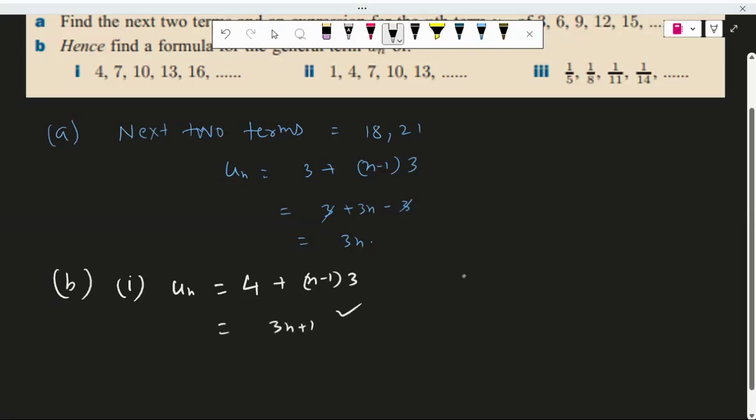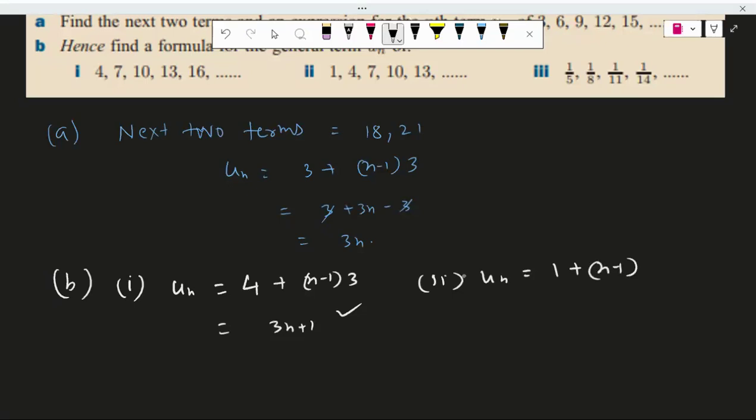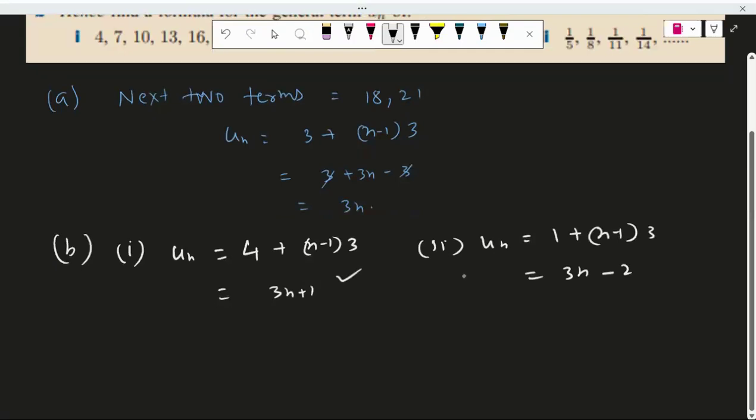Correct. In the second case, it is 1 plus n minus 1 times 3 again. So this will be 3n minus 2, isn't it? Now tell me, in the third case, in the third part, what will be the nth term?